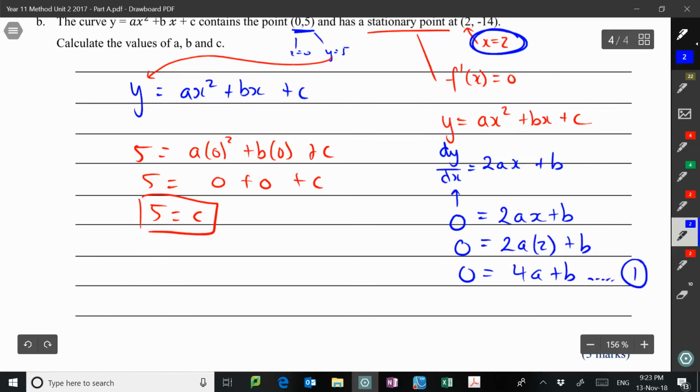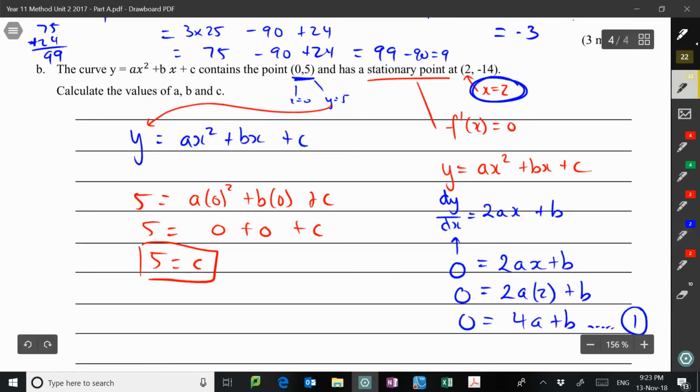Where you're going to find your next equation, a lot of students forget this step, and this comes up with my year 12s as well. A stationary point means the derivative is zero. So you've got the derivative and the x, but don't forget you also have x and y. So this just tells me when x is 2, y is negative 14. So use it. Use that negative 14. They didn't just give it to you for nothing.